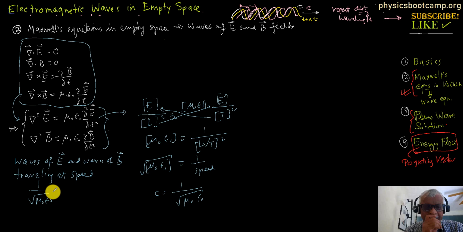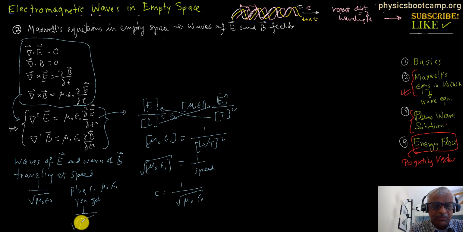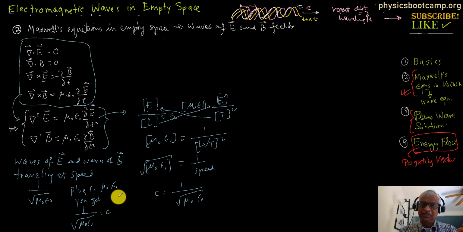So if you plug in the values of mu naught and epsilon naught, 1 over the square root of mu naught epsilon naught is c. And this is what Maxwell said: it's so close to the speed of light, then this is what light is. Light is just electromagnetic waves.